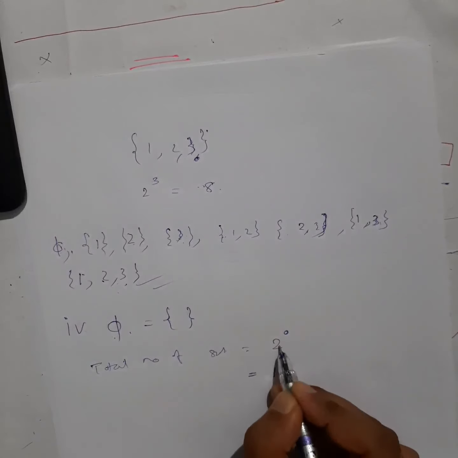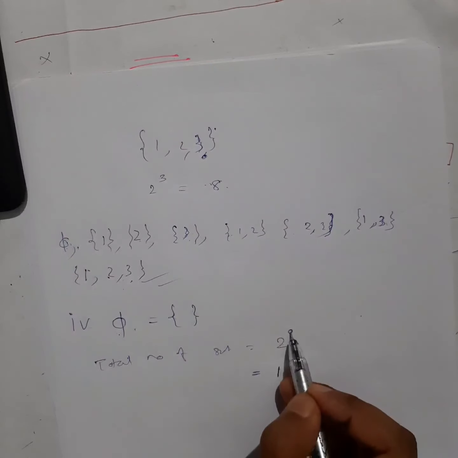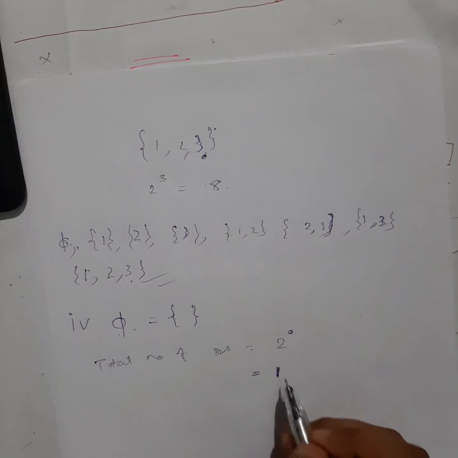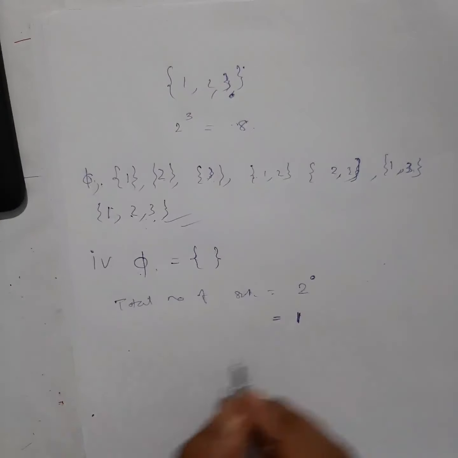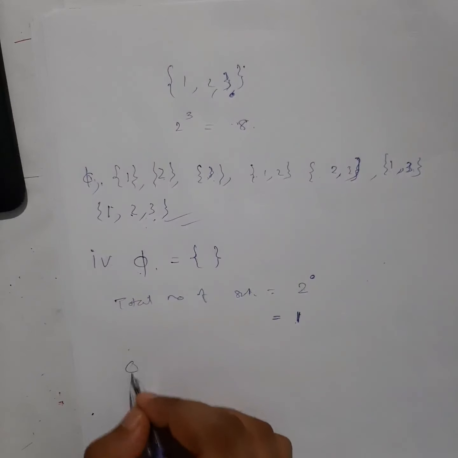I hope all of you know why 2 to the power 0, or anything to the power 0, is 1, except 0 to the power 0. 1 to the power 0, 2 to the power 0, 3 to the power 0, anything to the power 0 is 1. If you don't know, ask me, I will tell you how it is equal to 1. Okay. So the total number of subsets you will have is 1.